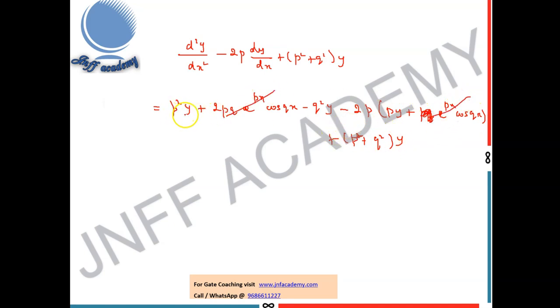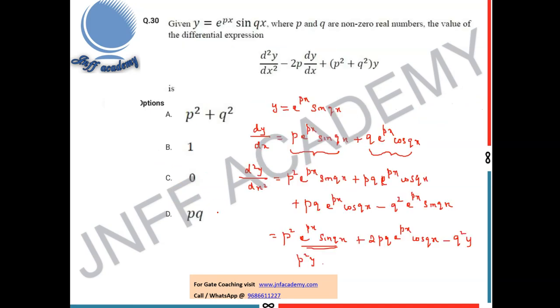This is p square y. This is 1 p square y. This is minus 2p square y. So finally you got p square y minus q square y minus 2p square y plus p square y plus q square y. So q square y minus plus cancel. This is minus 2p square y. These two are plus 2p square y. So finally you got the solution equal to 0. So the option C is the correct answer. So next question.